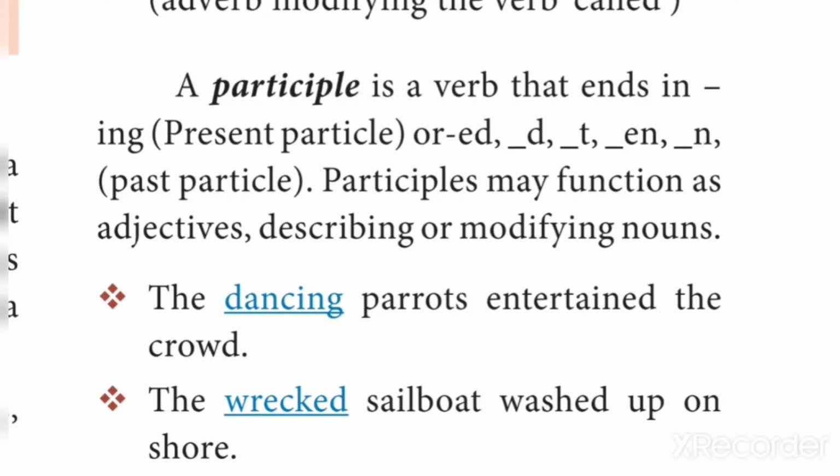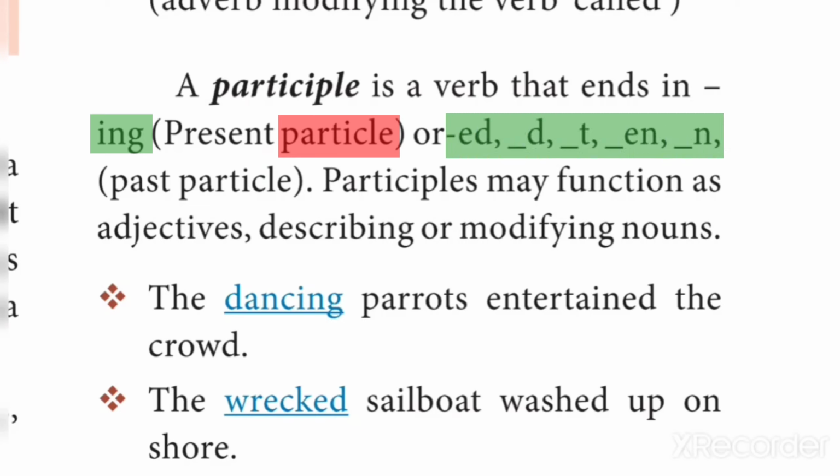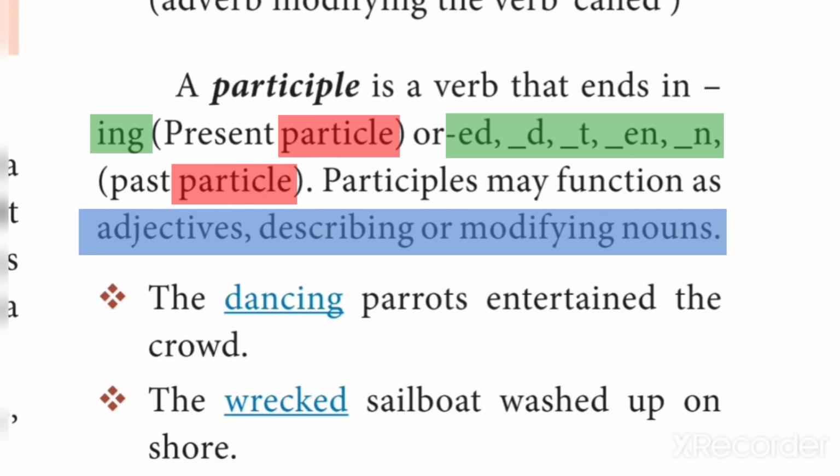Here we see about participle. A participle is a verb that ends in ing, which is called present participle. It is not particle, it is wrongly given. It is present participle. Or a participle ends in ed, d, t, en, or n. These are called past participles, not past participle as given here, which is wrong. Participles may function as adjectives describing or modifying nouns. We have some examples here.